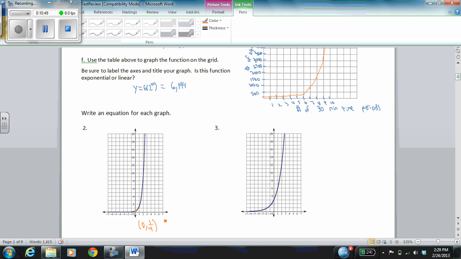I need to find another point. Well, actually, let's start with this point. This point tells me that when x is 0, y has to be 1/4. In other words, the starting value is 1/4.